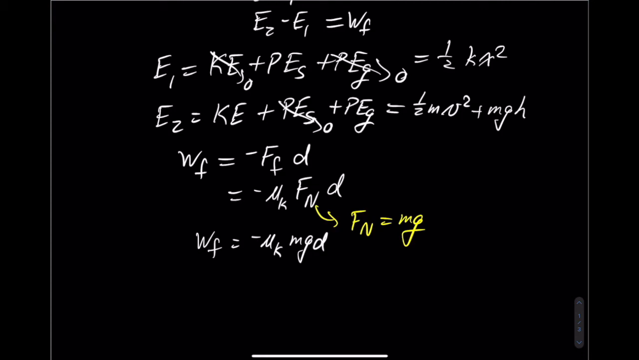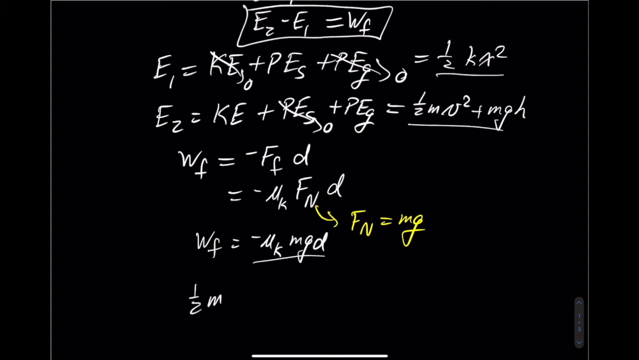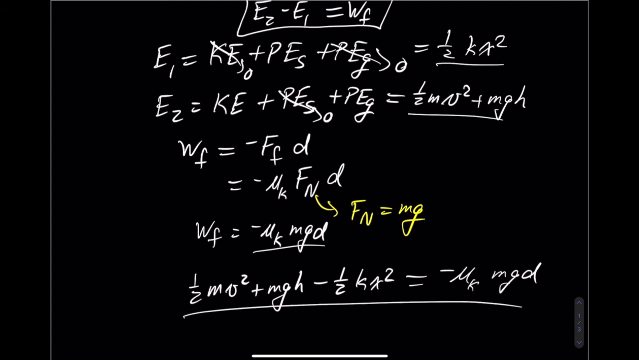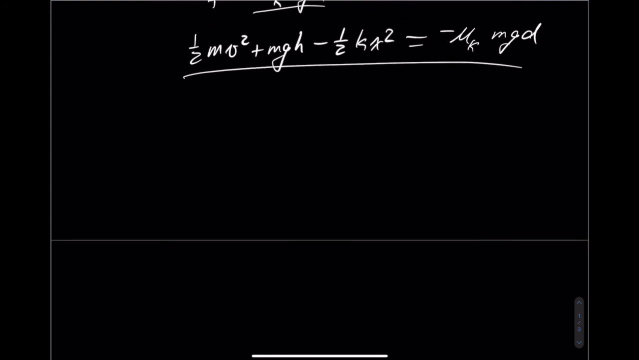All right, so we can take E1, E2, and the work done by friction and put them into our equation that came from the work energy theorem. So E2 is 1/2 mv squared plus mgh. E1 is the potential energy due to the spring, so we subtract that. And then the work done by friction is equal to negative mu sub k mgd. All right, so now this equation can be solved for the velocity. So all that's remaining is algebra. So I'll go ahead and show that.